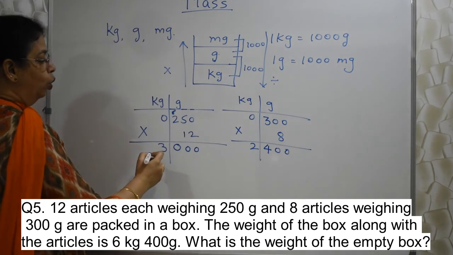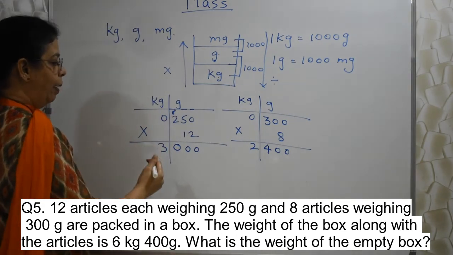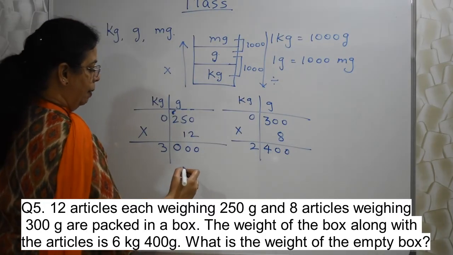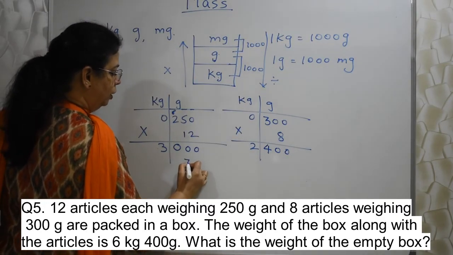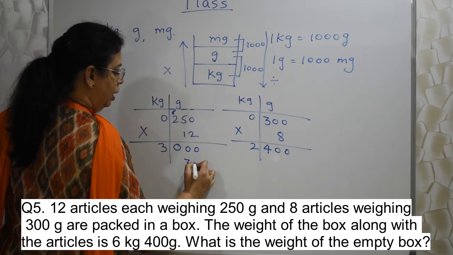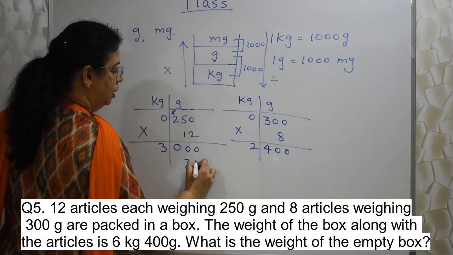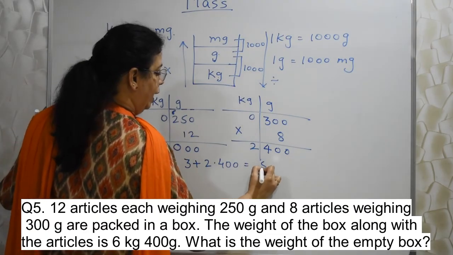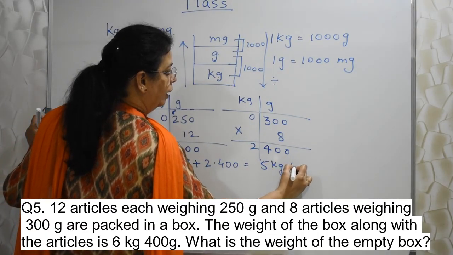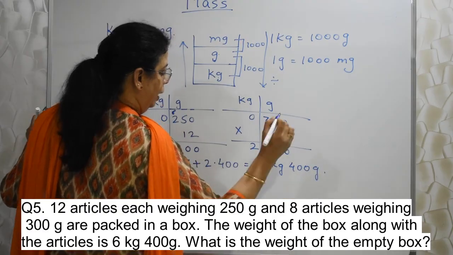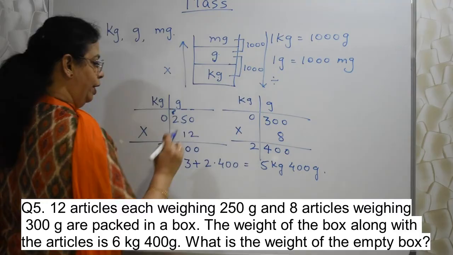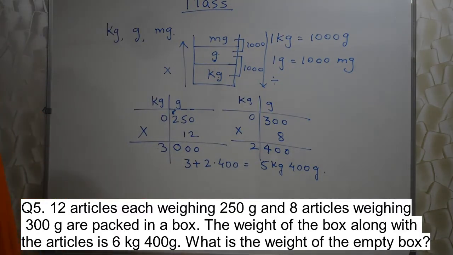Okay. So total weight, how much are we packing in that box? 3 kg plus 2 kg 400 grams. So in all how much? 3 kg plus 2 kg 400 grams. So it is 5 kg 400 grams. Right? 3 plus 2, 5, 0 plus 400, 400. So 5 kg 400 grams we are packing in that box.